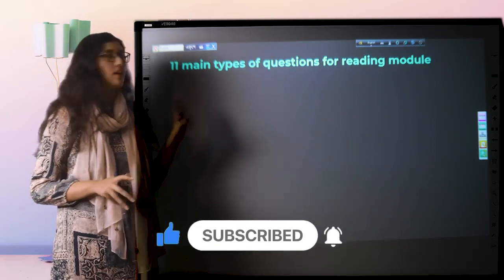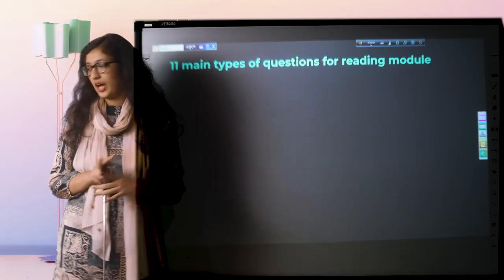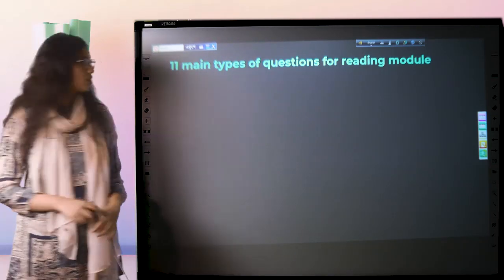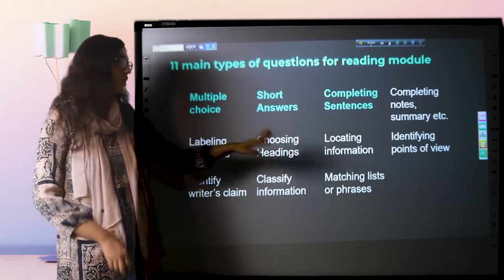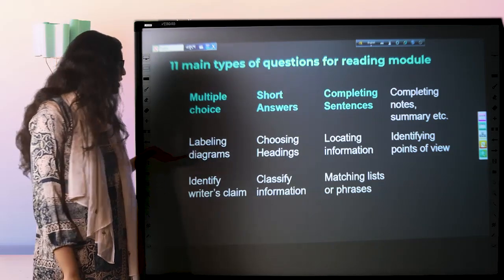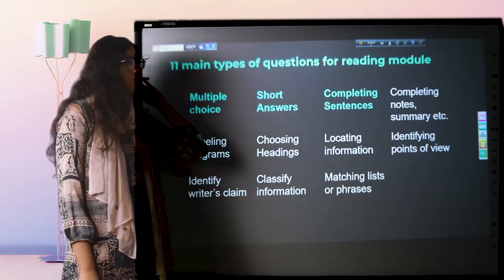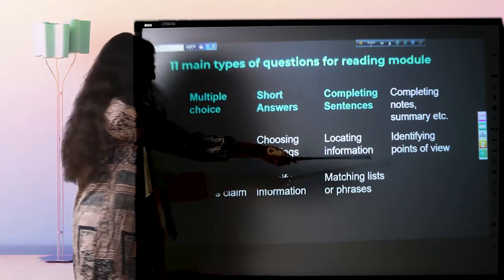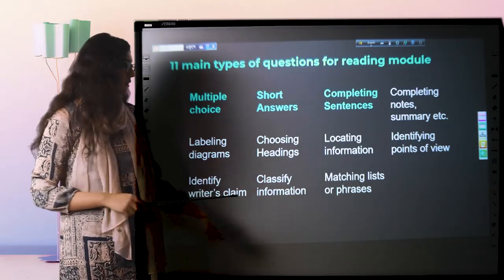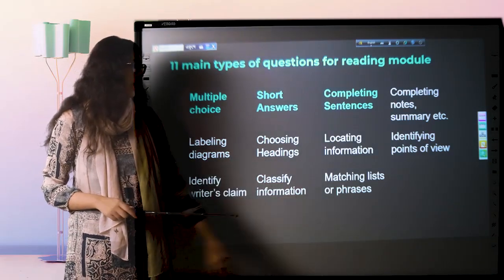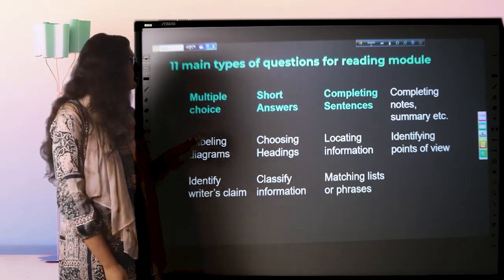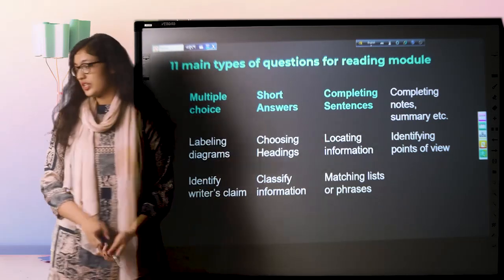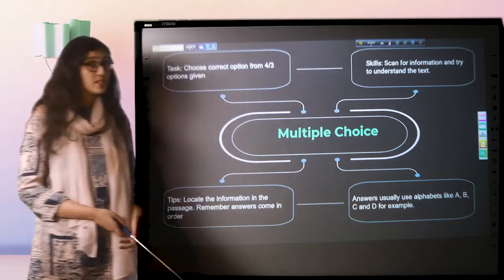So there are 11 main types of questions in the IELTS reading module, which include multiple choice, short answers, completing sentences, completing summary or tables or notes, etc., labeling diagrams, choosing headings, locating information, identifying points of view, identifying right or wrong, classifying information, and matching lists or phrases. So in this video, we're only going to cover the first 3. So let's take a closer look at multiple choice.